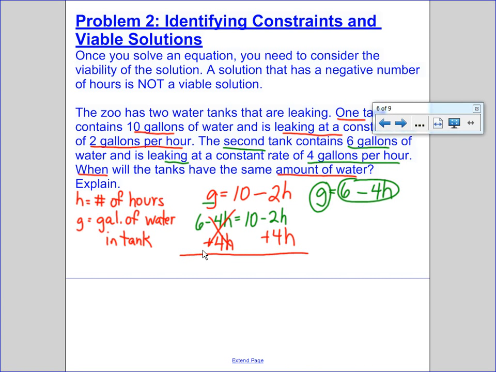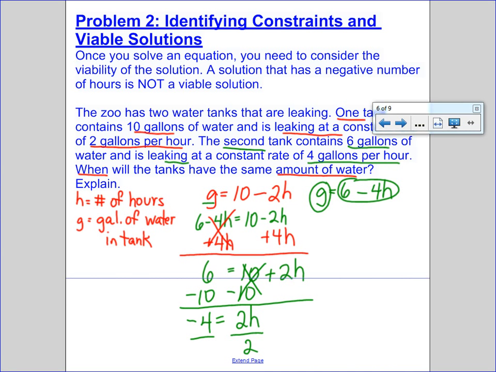So what we end up with on the left is 6. On the right-hand side, we have 10 minus 2H plus 4H would be a plus 2H. All right, subtract 10 from each side. 6 minus 10 is negative 4. 10 minus 10 is 0. 0 plus 2H is 2H. And then divide by 2. Negative 4 divided by 2 is negative 2 equals H.